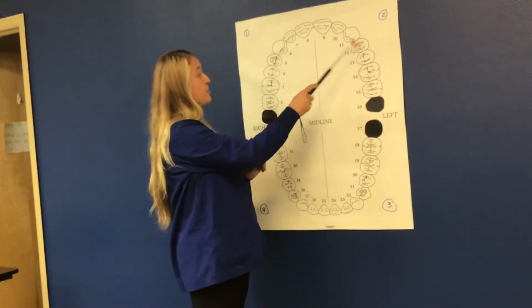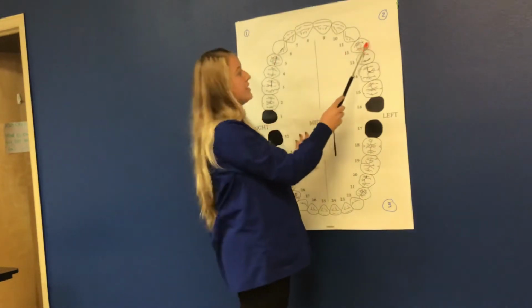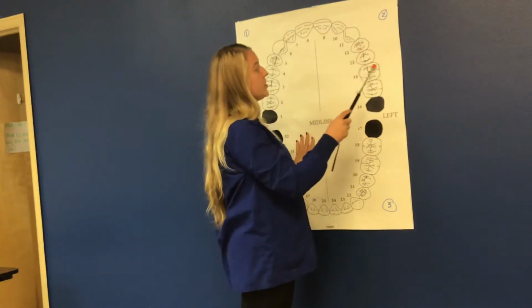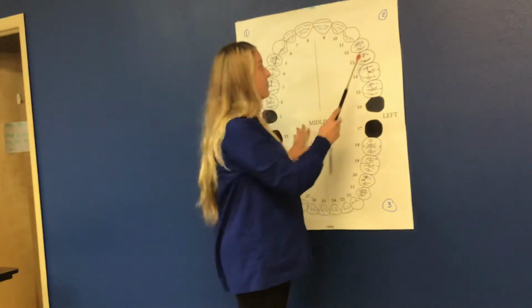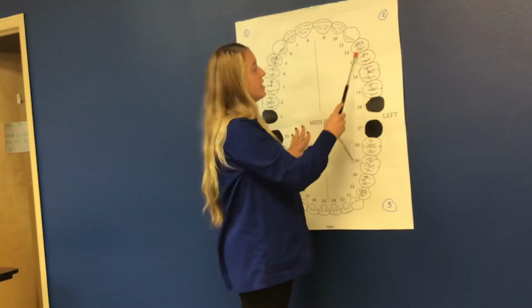After your first premolars, you have your second premolars. And as you notice, these teeth are still circular, but they're smaller. So that's how you can differentiate the difference between your premolars and your molars: they're smaller.